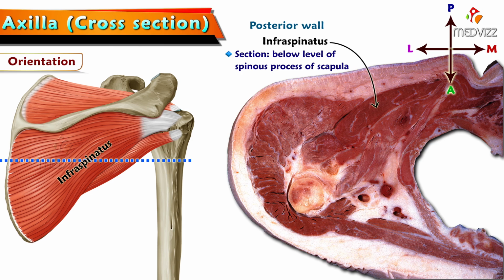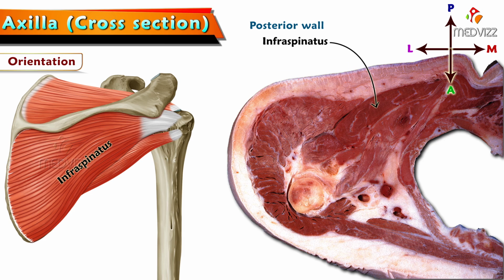Here the section is below the spinous process because the section is taken at the level of shaft of humerus. So it is way below the spinous process. The muscle which is present on the dorsal side is infraspinatus. That's how we discriminate which muscle is present on the dorsal surface of the scapula. As this section is taken below the head of the humerus, below the level of the spinous process of the scapula, we can confirm that the dorsal muscle is infraspinatus.